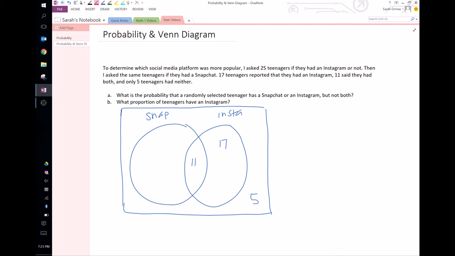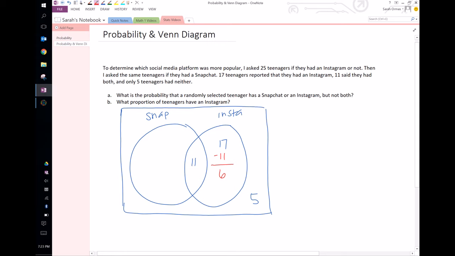Okay, so here's what we need to do now. See this 17 right here? 17 people have an Instagram, but also 11 of those people have both. So because that 11 is in my middle bubble, it already got counted. So I have to take them out of the 17 or else I'm going to double count those 11 people. So I always like to start with the total, subtract whatever's in my overlap, and that's what I end up with. There are 6 people who have only an Instagram.